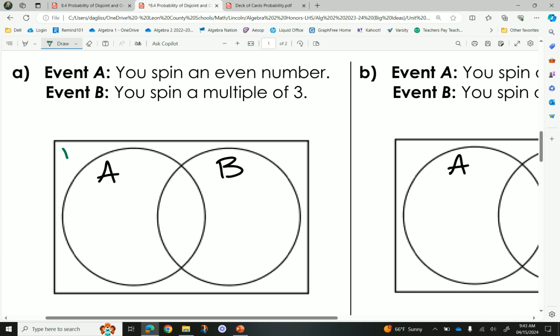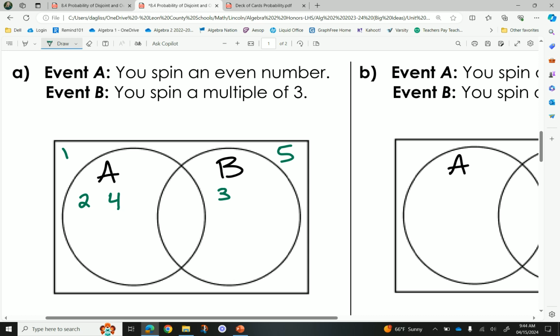All right, the number 2, is it even? Yeah. Is it a multiple of 3? No. So it just goes into event A. Number 3, is it even? No. Is it a multiple of 3? Yeah, so it comes over here in event B. Number 4, is it even? Yes. Is it a multiple of 3? No. Number 5, is it even? No. Is it a multiple of 3? No. Toss it out somewhere.